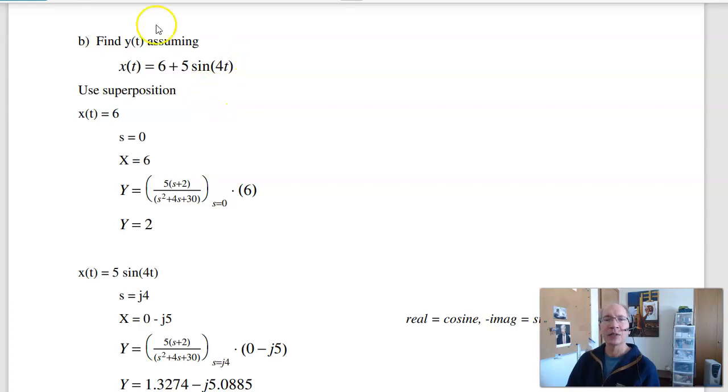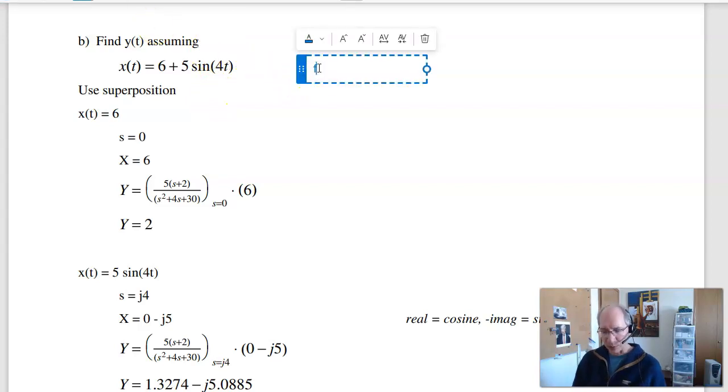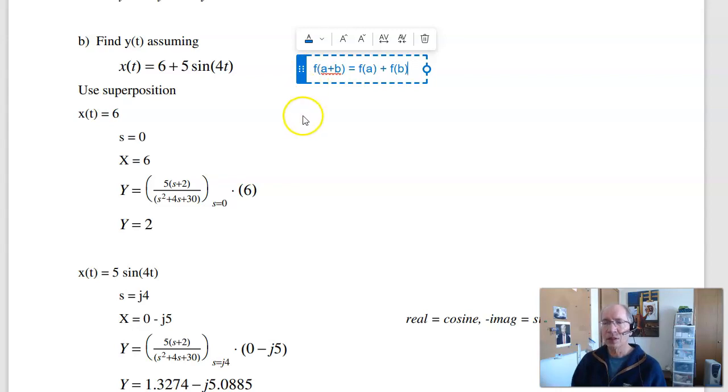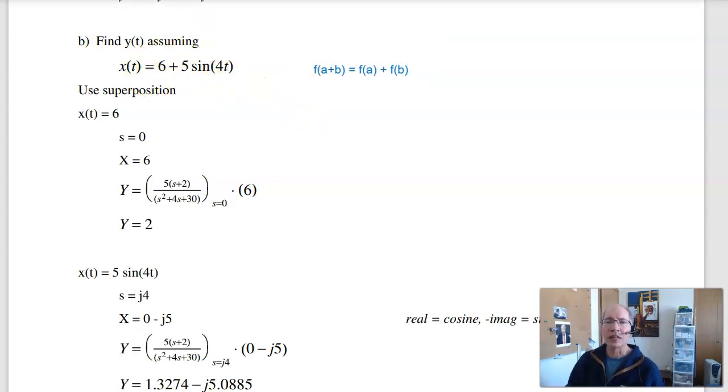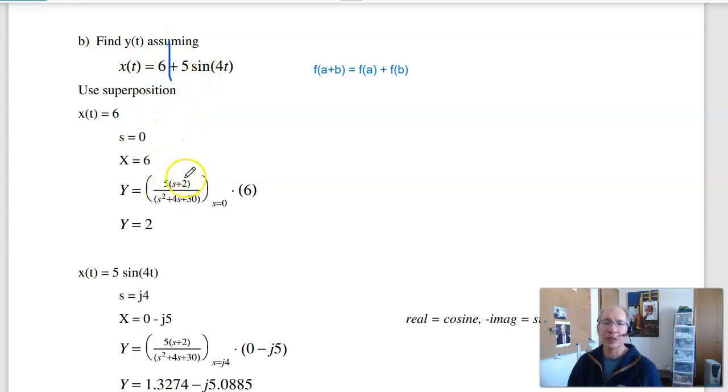And here we use superposition. What superposition says is that for linear systems, f of a plus b is f of a plus f of b. Use that. I'm going to treat this as two separate inputs. One is a constant, one's a sine wave. For constant input, here's the gain everywhere. All I care about is what's the gain at s equals 0 times the input at DC. Gives me 2.